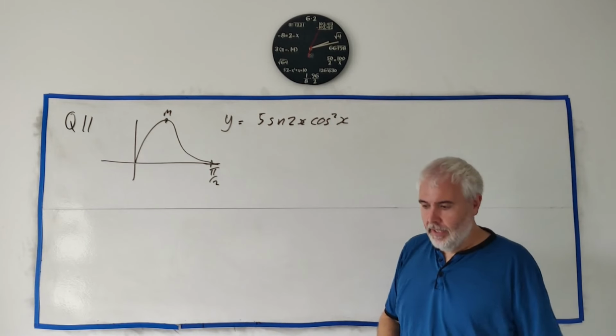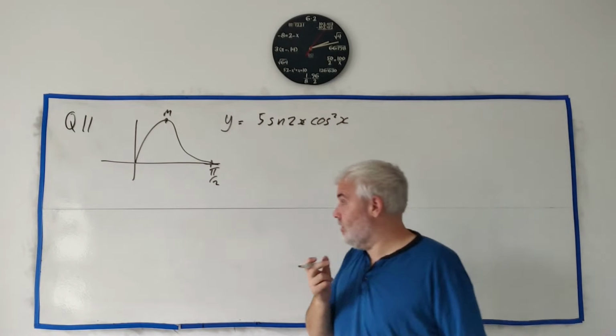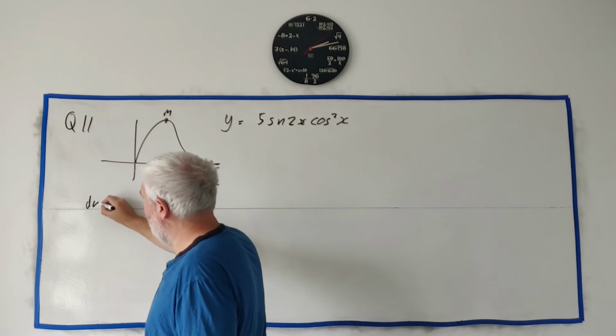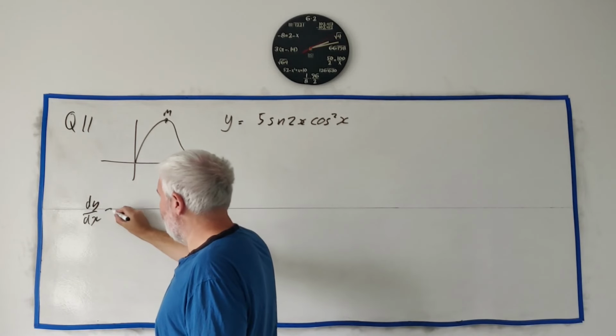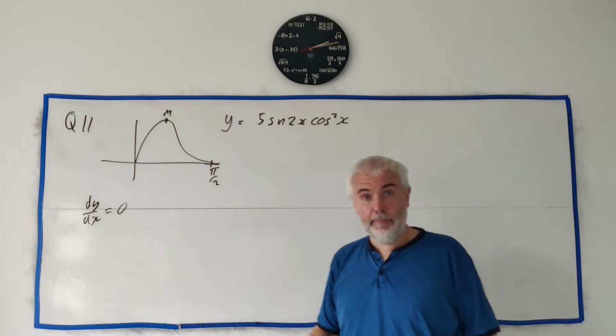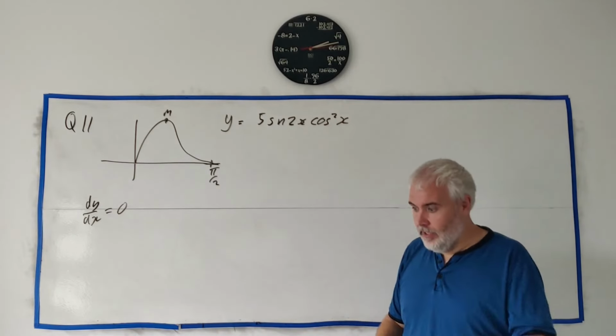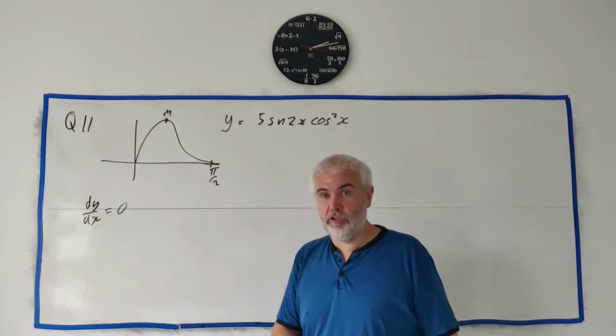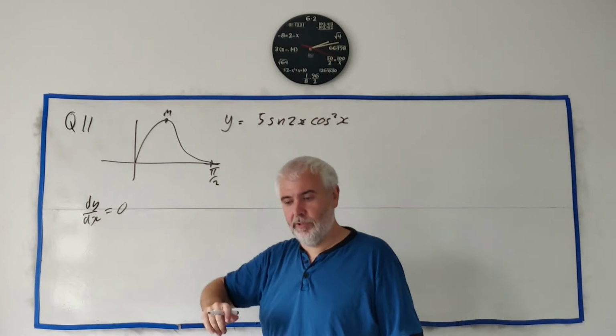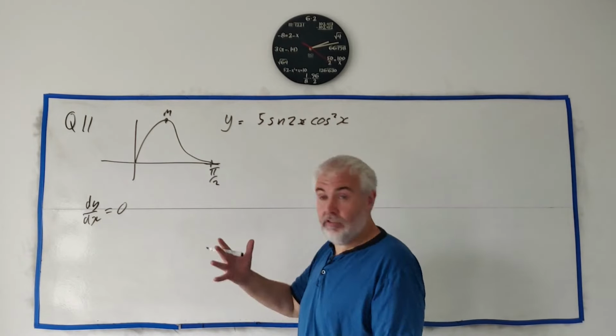How do you do that? The first thing that's probably going to get you a mark is simply by noticing that they want dy dx. Specifically that they want it equal to 0. That might get you a mark. It shows you how to get the first mark: they want you to find dy dx. So let's try and get it.